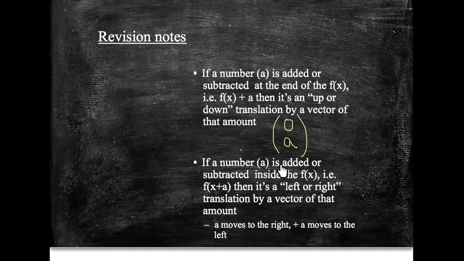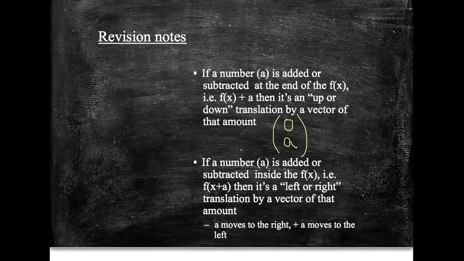Here, if the number a is added or subtracted inside the brackets, so for example f of x plus a, then it's a left or right translation by a vector of that amount. Now minus a moves it to the right and plus a moves it to the left.